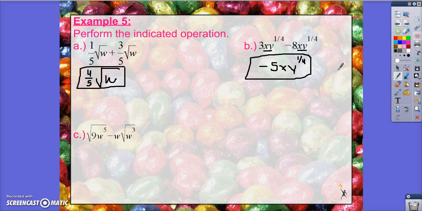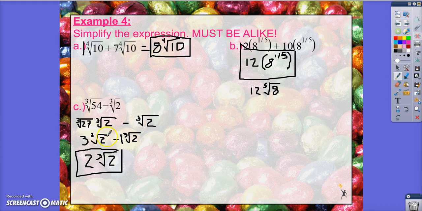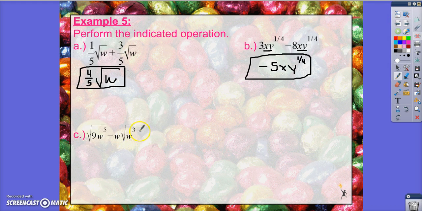All right, so let's look at C. C is like example 4C on the previous slide. What happens if what's inside the root is not exactly the same? Did you see I have 9w to the 5th and w cubed? Well, we can split it up just like the last one. Let's take a look at how we split up with the variable. If we go back for a second, you see that 54 was split up into a nice perfect cube and what's left over. So we're going to follow that same pattern.